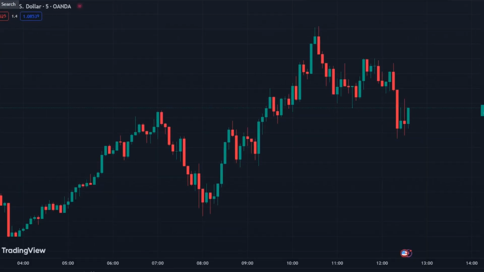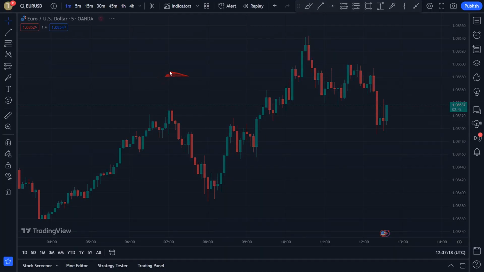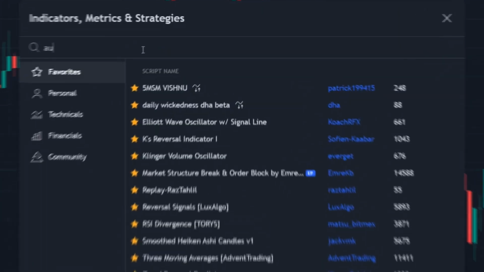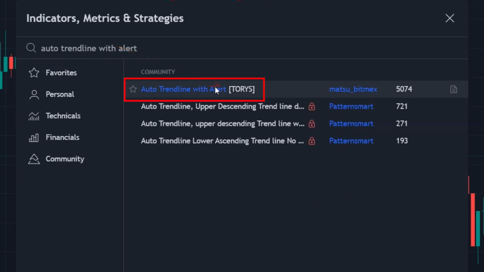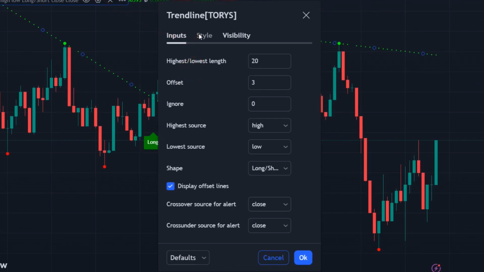As always, choose any symbol you like and then set your time frame to 1 minute. Now go to the indicator tab and search for Auto Trend with Alert. Select it and add it to the chart. Make necessary adjustments in its settings.